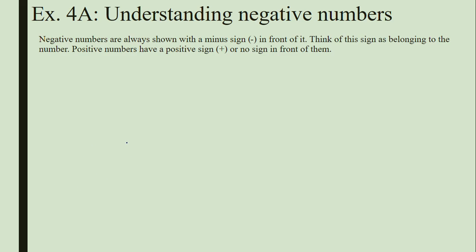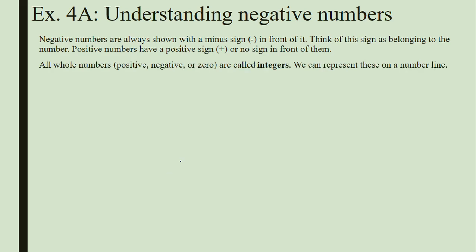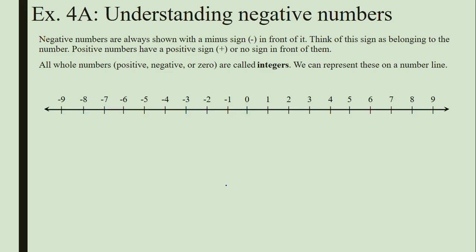All right. Positive numbers will have a positive sign in front of them or no sign, which is what we're used to seeing. Okay. All whole numbers are what we call integers. So if you see that word from now on, it just means that there's no decimal or fraction component. It is just a whole number. 0 is also an integer because it is a whole number. Okay, we can represent these on a number line.